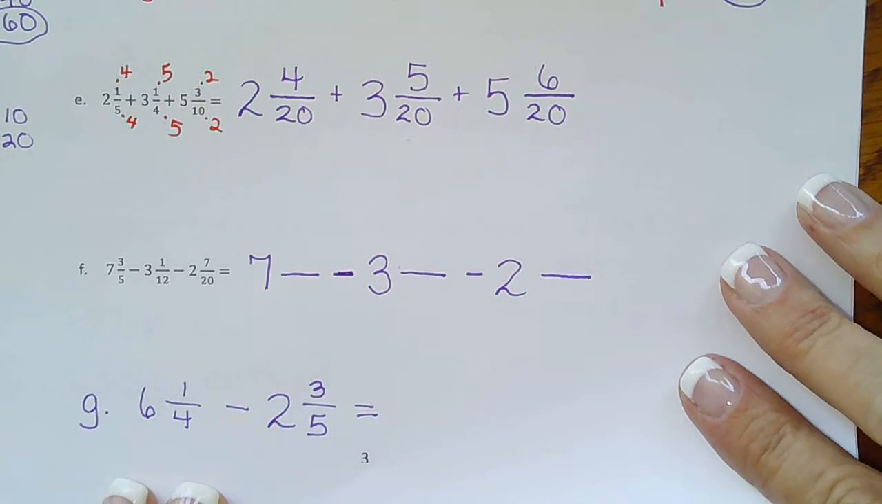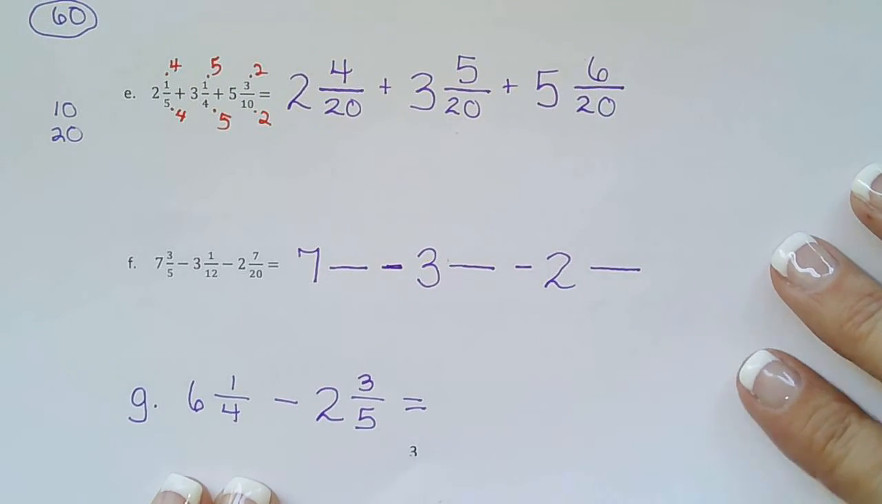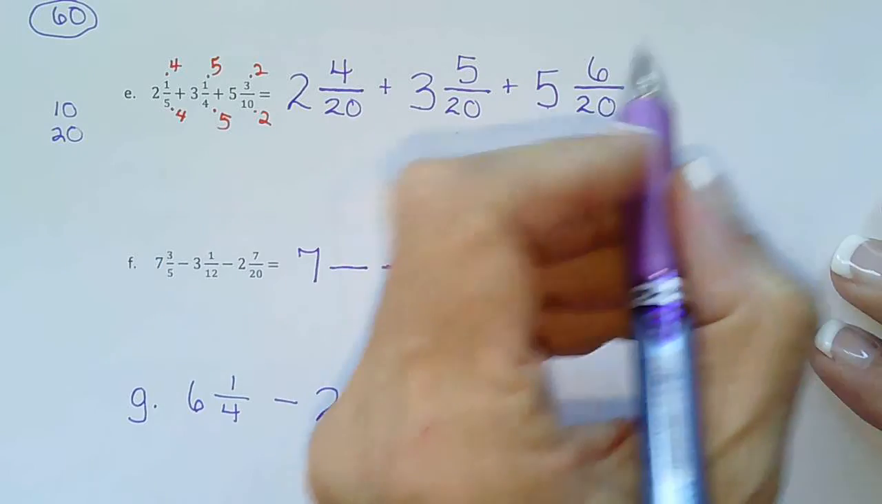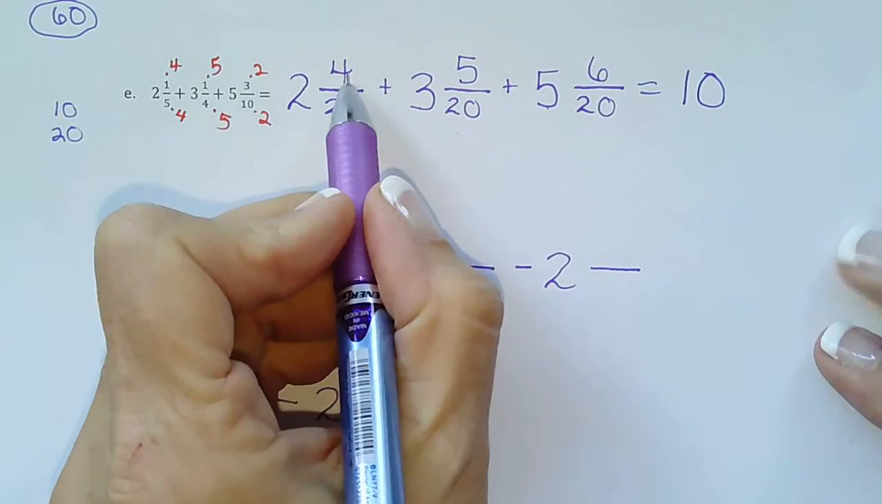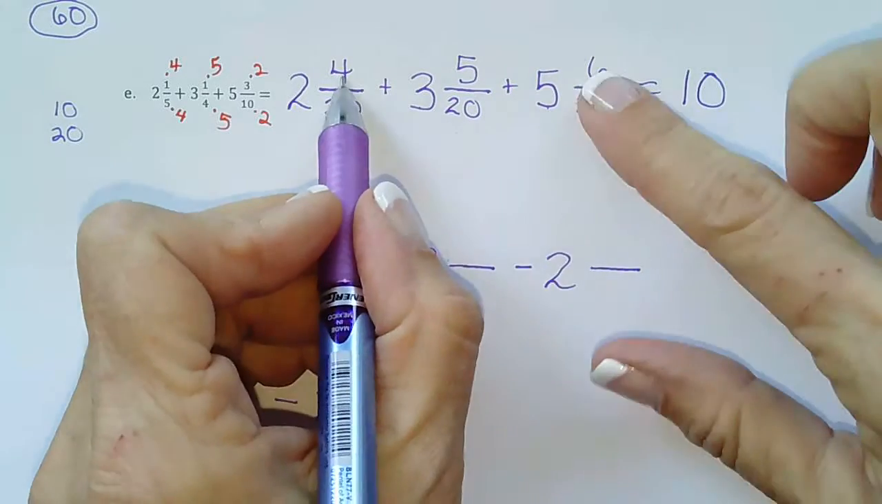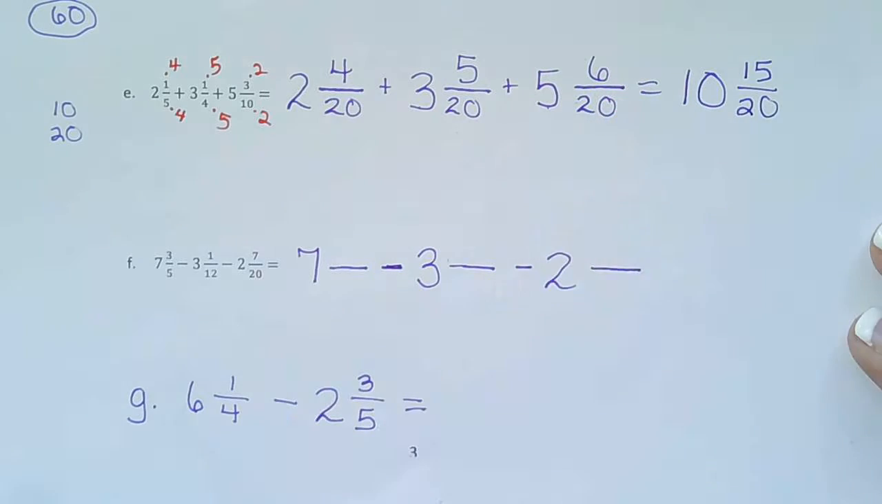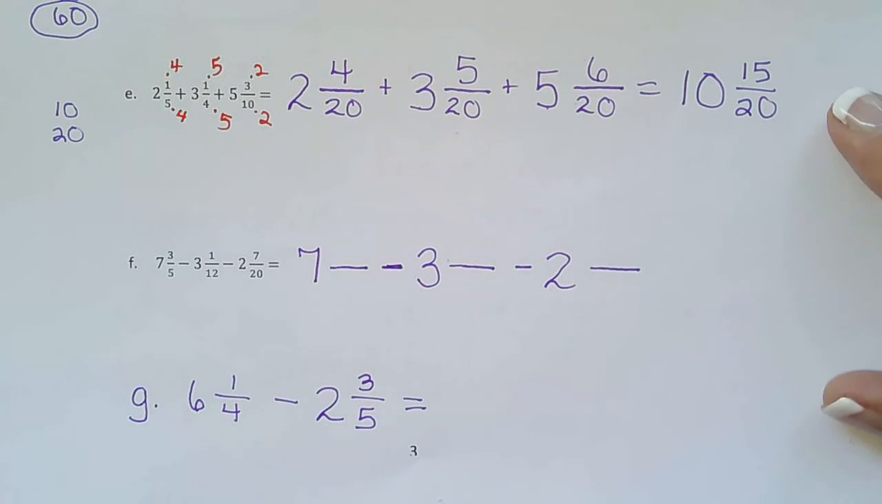This is the only step that's new. So at the very end, you add your whole numbers. 5 plus 5 is 10. Then you add your numerators. 10 plus 5, 15. Keep the denominator the same, 20. And then simplify your fraction just like we did on letter C.